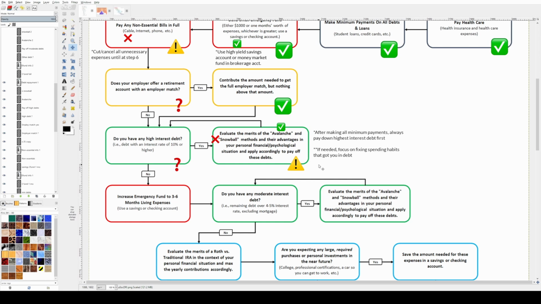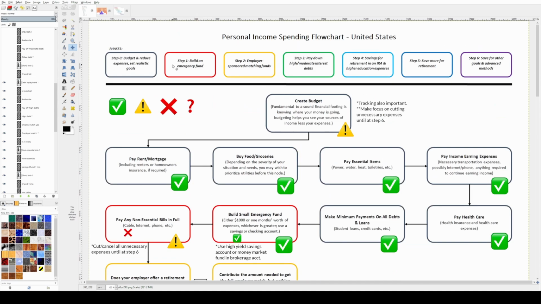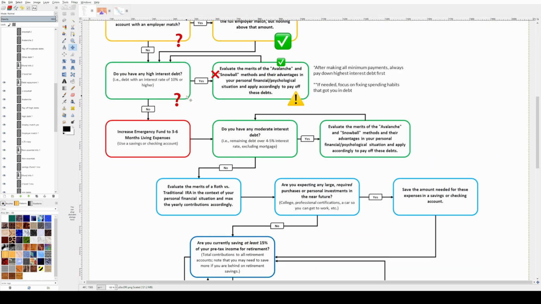And as a caveat note, if needed, focus on fixing the spending habits that got you in debt in the first place, and don't accrue any of this high interest debt going forward again. Once you have all of your high interest debt fully paid off, you can then go back to step 1 and fully complete that emergency fund.